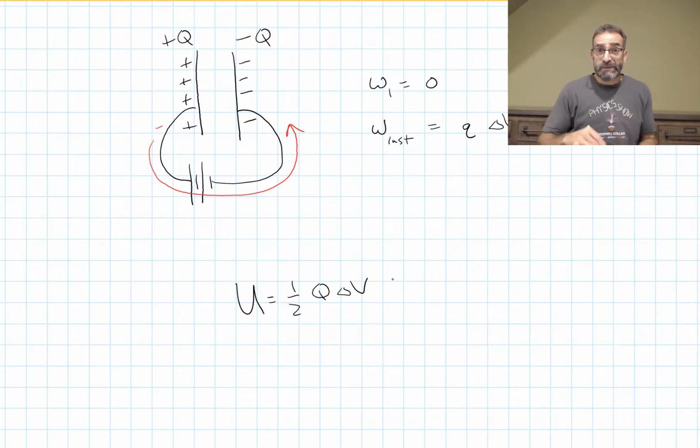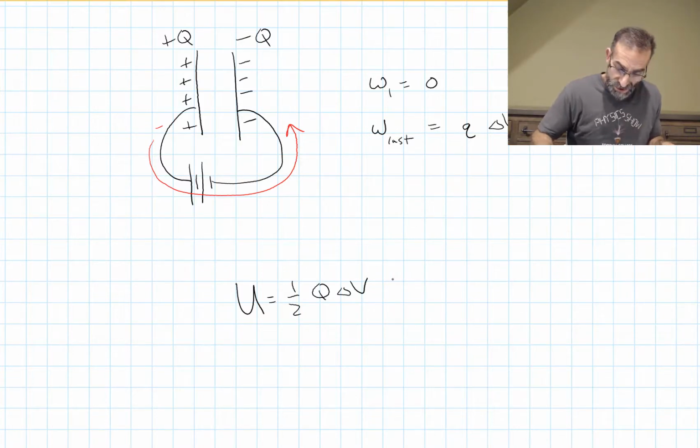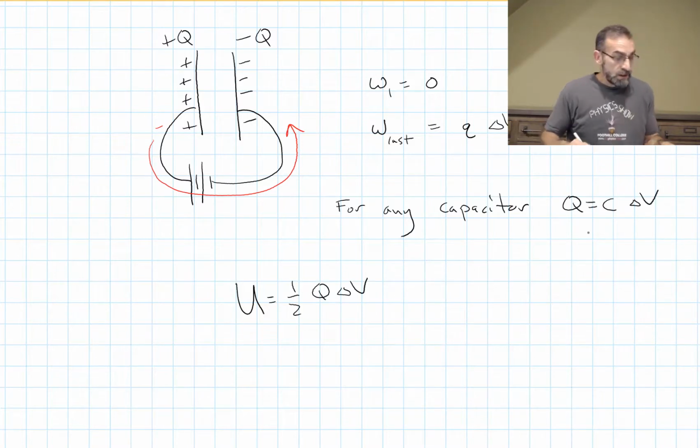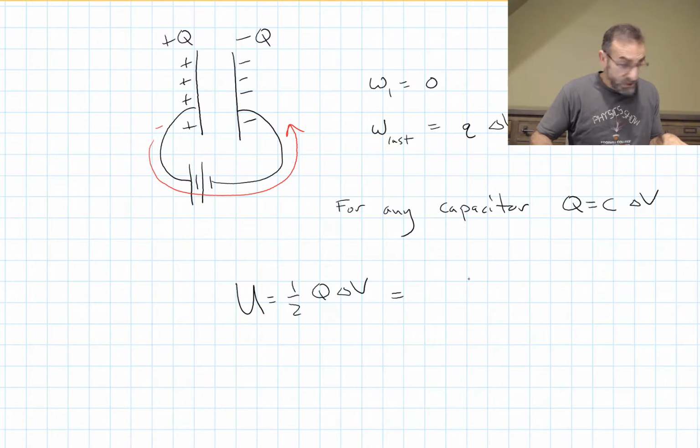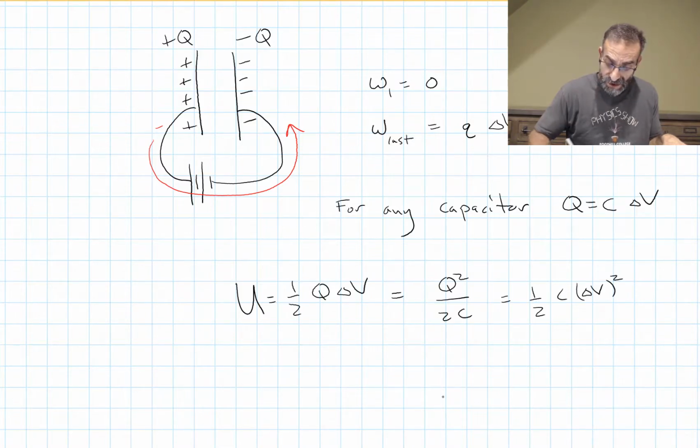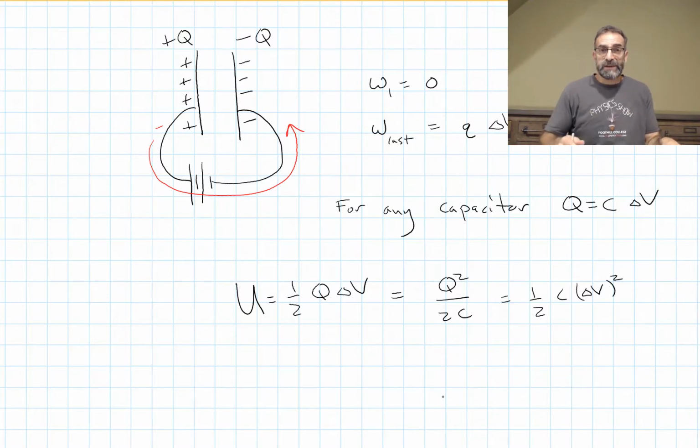Now, we can also write this in other forms because we know for any capacitor, the charge stored is proportional to the potential difference. So I can make some substitutions here and write this as Q squared over 2C or 1/2 C delta V squared. These are all equivalent forms for the energy stored in a capacitor.